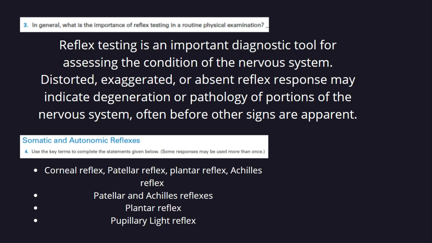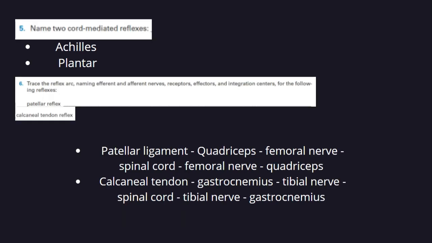Use the key terms to complete the statements given below. Corneal reflex, patellar reflex, plantar reflex, Achilles reflex, patellar and Achilles reflex, plantar reflex, pupillary light reflex. Number 5. Name 2 cord-mediated reflexes: Achilles, plantar.